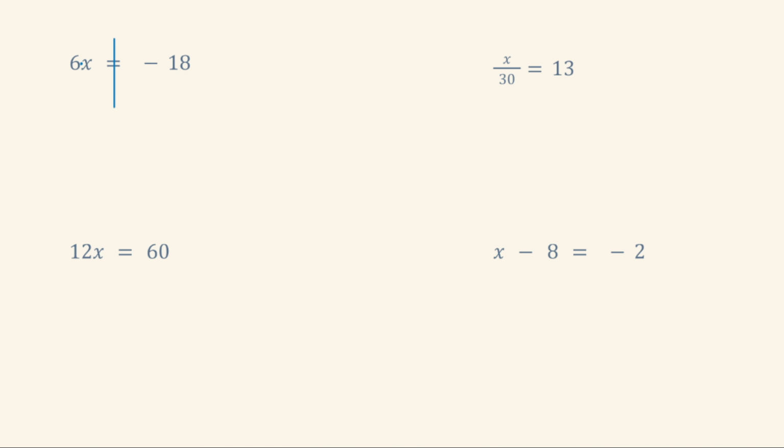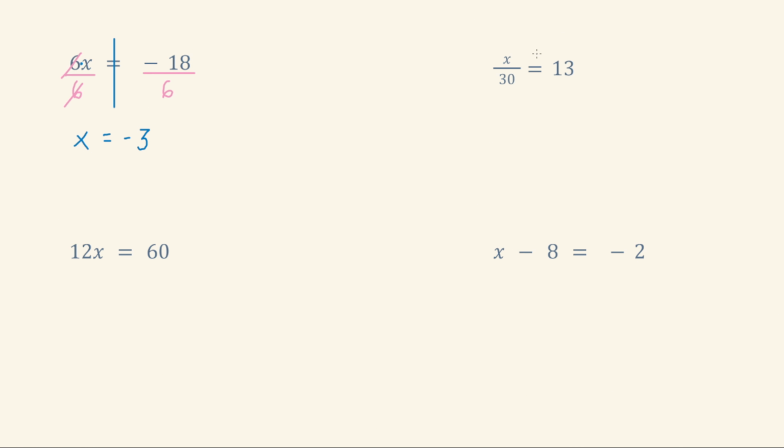So what's the opposite of multiplication? It's division. So I'm going to divide by what was timesing my x, which was a 6. So I'm going to divide by 6, and I'm going to divide by 6 on this side as well. So the 6 and the 6 are going to cancel out. And so on the left side of this line here, I just have x. I'm going to put an equal sign right here. And negative 18 divided by 6 is minus 3.